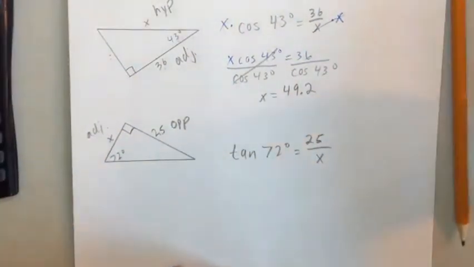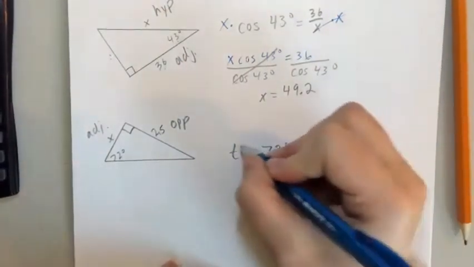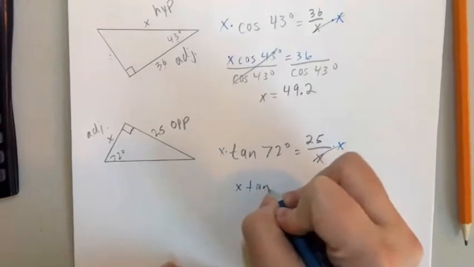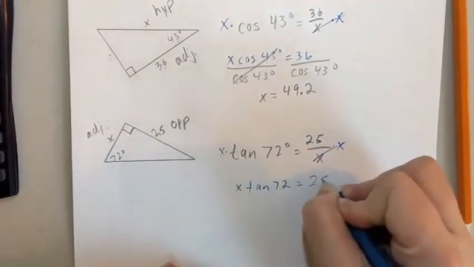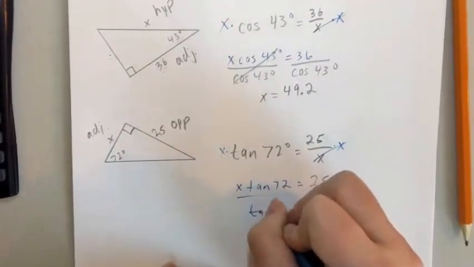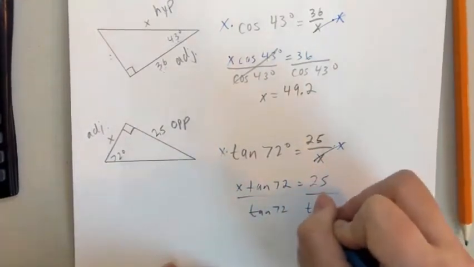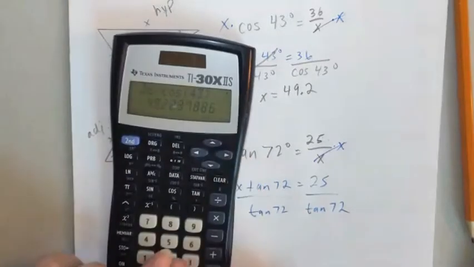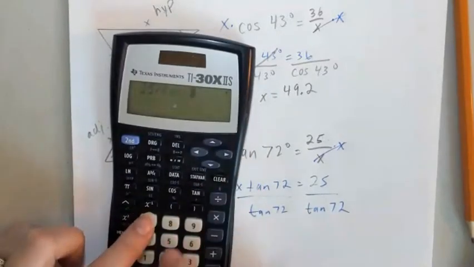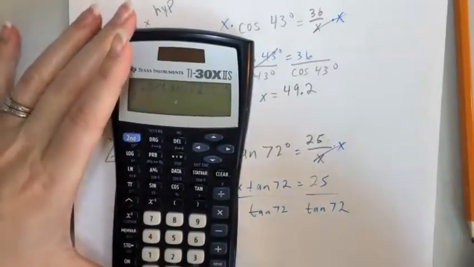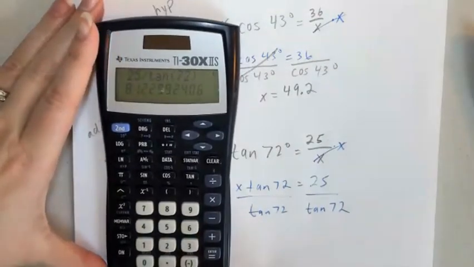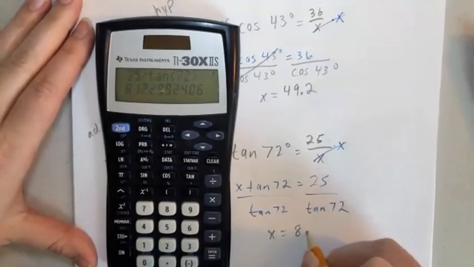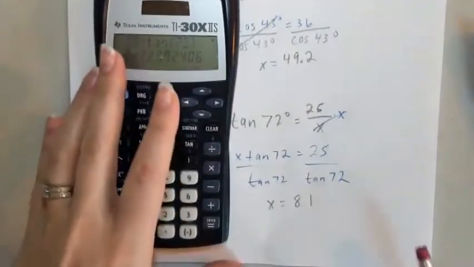All right, multiply by X. Divide by tangent of 72. And then 25 divided by the tangent of 72 equals 8.1. And that 2 does not bump it up. All right, so that would be my answer there.